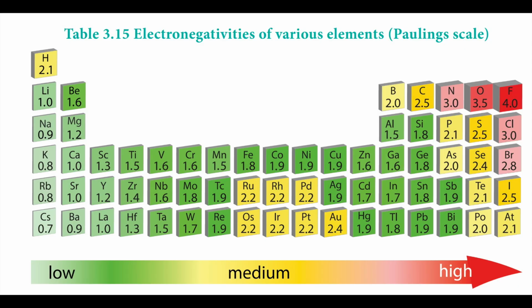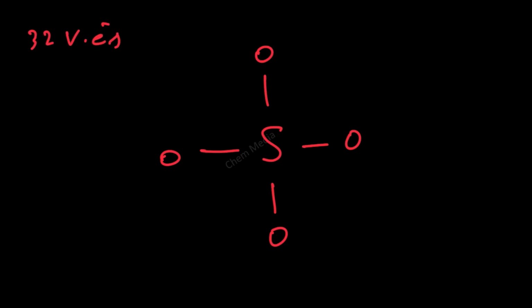Now we know that sulfur is less electronegative compared to oxygen. So therefore let's put the sulfur atom at the center, and then let's make 1 bond pair each with the 4 oxygen atoms. We have utilized 8 valence electrons. In total we have 32 valence electrons. This means that we still have 24 valence electrons.